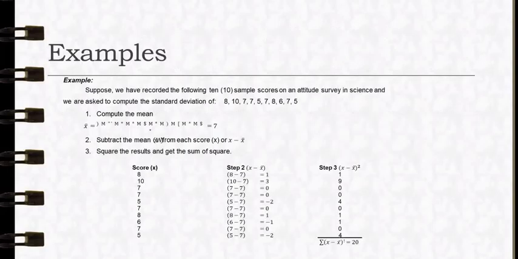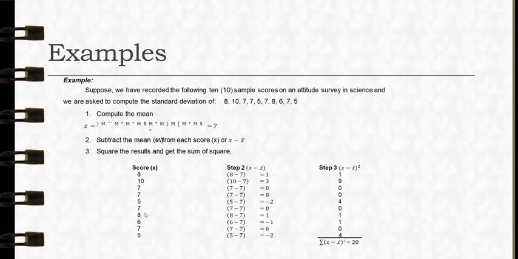How do we compute the standard deviation for ungrouped data? We have two methods. The formula I showed is the long method, the traditional method. First, you compute the mean: 8 plus 10 plus 7 plus 7 plus 5 plus 7 plus 8 plus 6 plus 7 plus 5, divided by 10, that will give you 7.